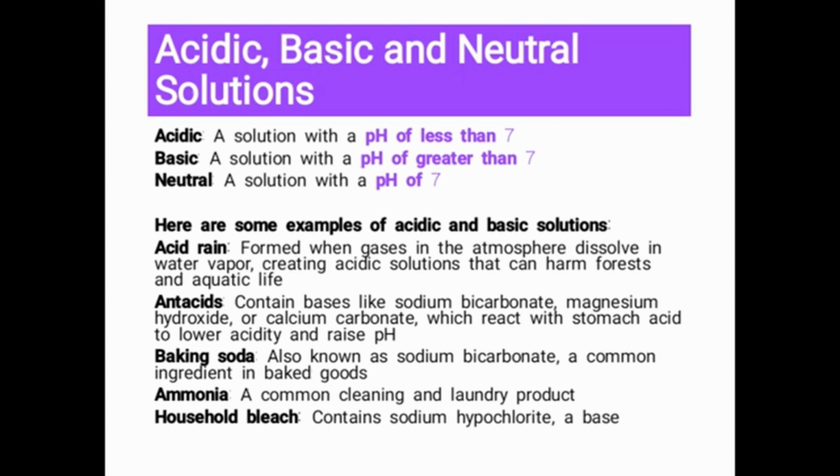Let's look at some of the examples of acidic and basic solution. An example of an acidic solution is acid rain. Generally, acid rain is formed as a result of gases being formed in the atmosphere. They dissolve in water vapor. Examples of these gases are NO2, SO2, H2S, etc.